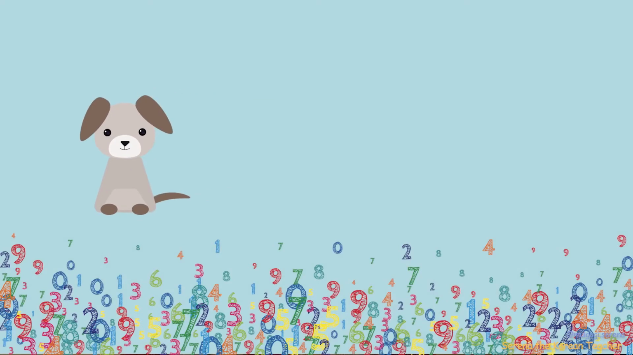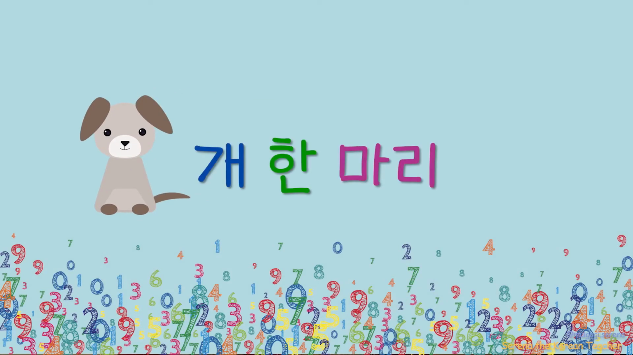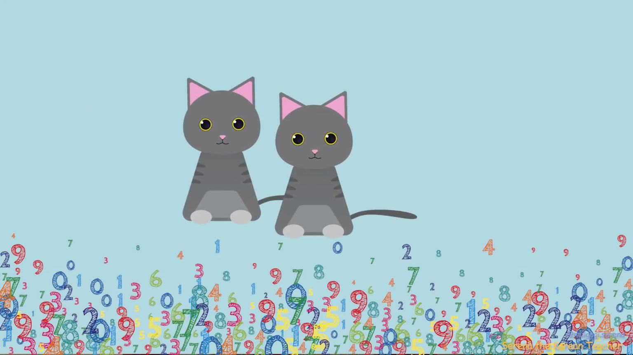And what about a dog? One dog. Then 개 한 마리, right? What about two cats? 고양이 두 마리.